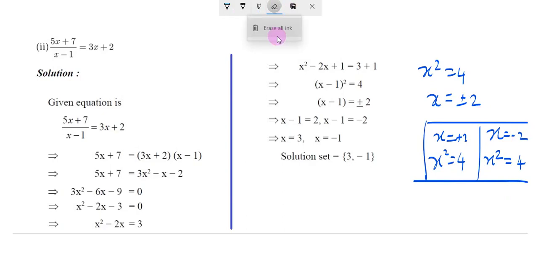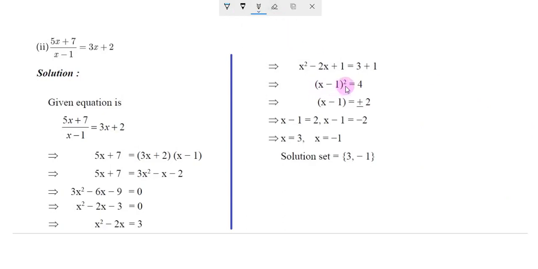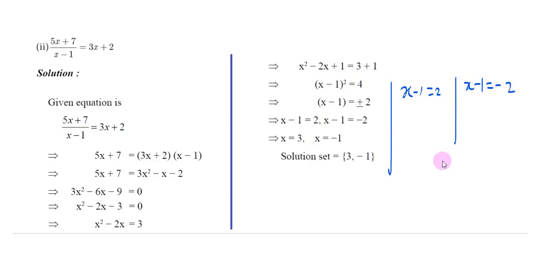The same model here. x minus 1 the whole square equal to 4 means x minus 1 may be plus or minus 2. So x minus 1 equal to plus 2 or x minus 1 equal to minus 2. Understood? So x minus 1 equal to plus 2 means x equal to 2. Move this minus 1 to the right side, this will be plus 1. So x equal to 3. So that we get x equal to 3.